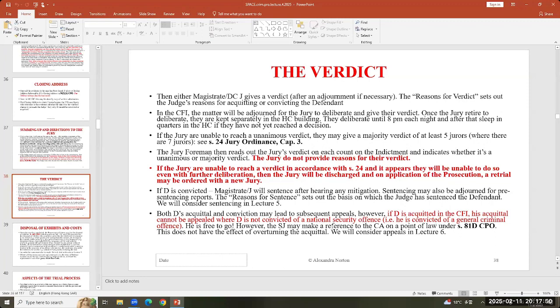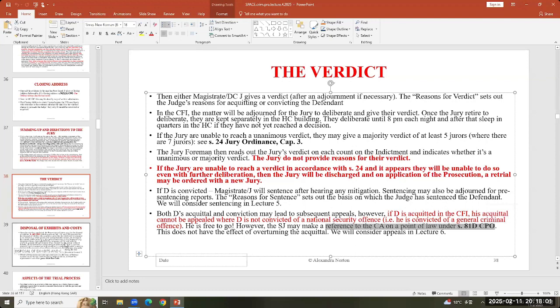The only possibility for them following a jury acquittal is to make a reference on a point of law under Section 81D, but that doesn't overturn the acquittal. So we'll look more at that when we get to Lecture 6.